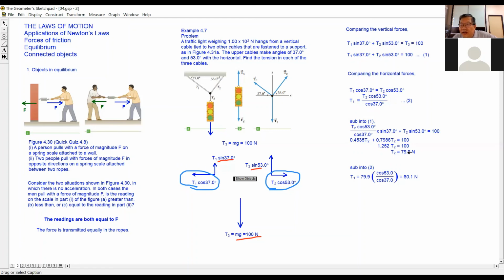To find the tension T1, you have to substitute this answer back into equation number 2. T2 you replace with 79.9. The other trigonometric ratios remain the same. So you multiply 79.9 with the trigonometric ratio, and you get 60.1. So this is the tension in the rope or string number 1. Rope, because this one is quite heavy, the traffic light. So these are the tensions in the cable, they say cable. Okay, cable.